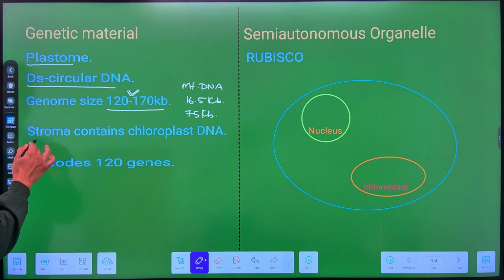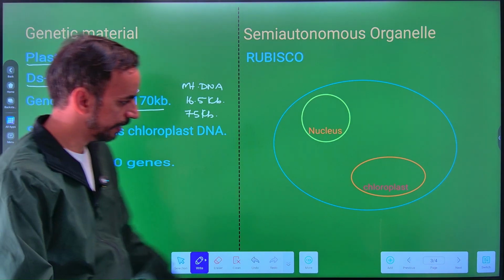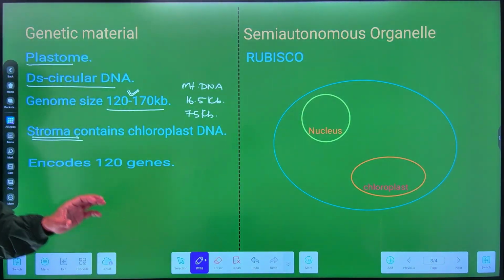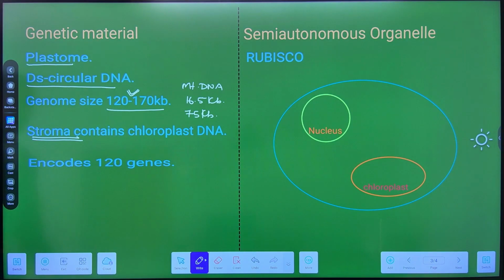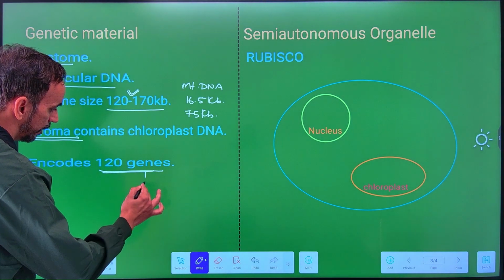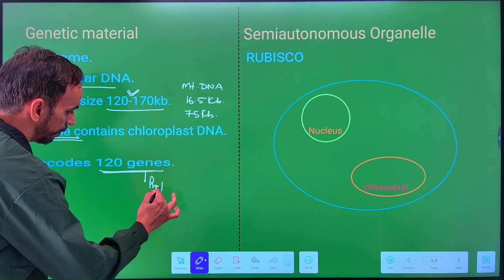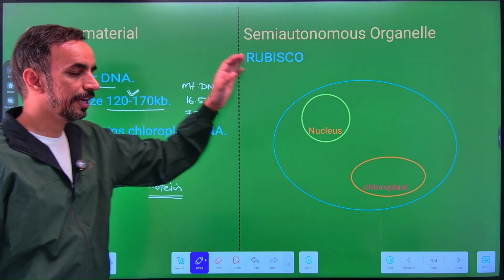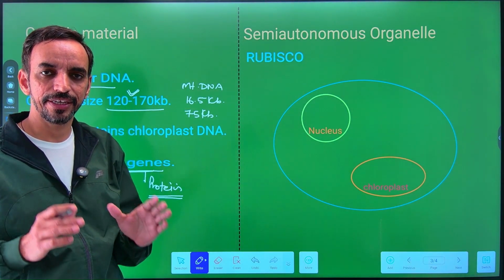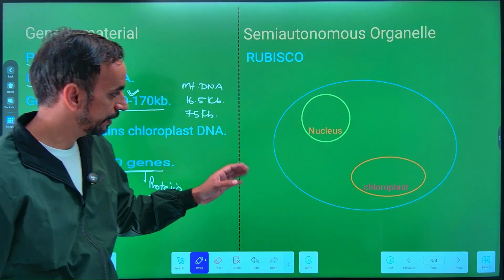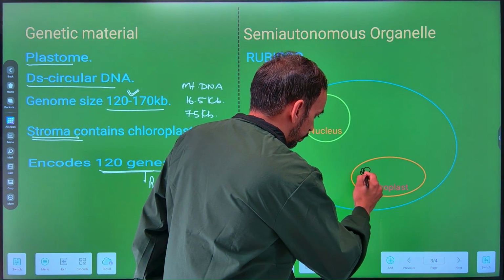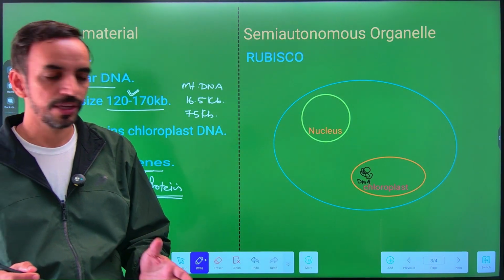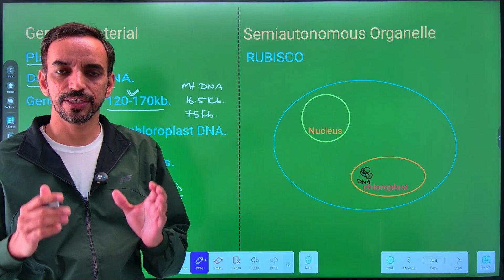Now the chloroplast genome remains present within the stroma. The stroma contains the chloroplast genome, that is the double-stranded circular DNA, जैसा आपने बात की थी. Now there is a presence of around 120 genes. These genes code for proteins which are mainly involved in the process of photosynthesis. Now, like mitochondria, the chloroplast is again a semi-autonomous cell organelle, meaning that since they have their own DNA, they are not able to synthesize all of their proteins. So they also depend upon the nucleus for some of their proteins.